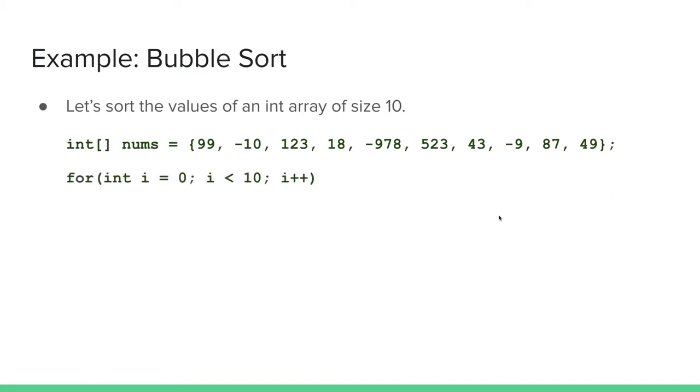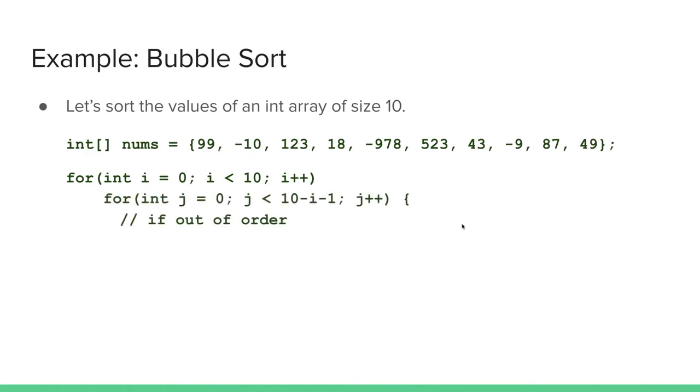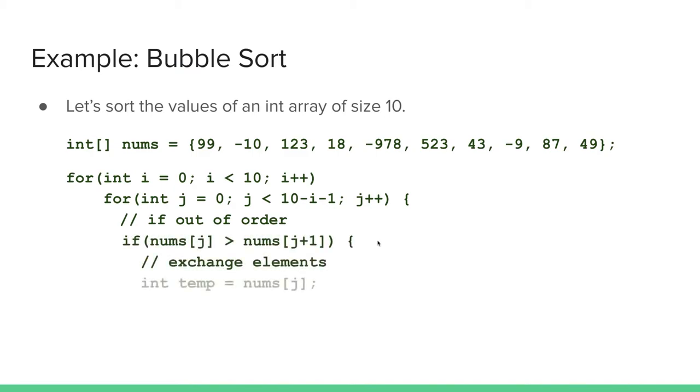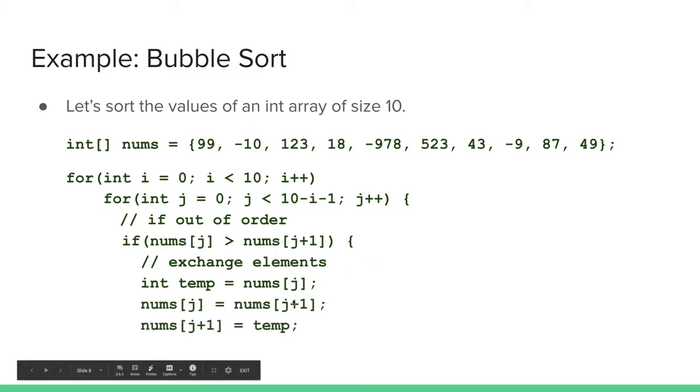So here's our algorithm. We have two for loops. The first one iterates through, repeating 10 times basically, and we have a second one that is going to start checking the values against each other one by one. If they're out of order, it will do the swap. So this is how it goes. And this is where we do the swap when the values are out of order, and then at the end, hopefully, we'll have an array that is sorted.